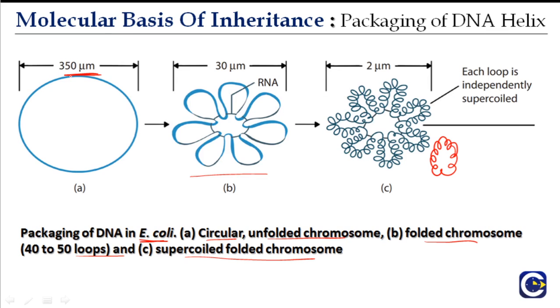So you see, from 350 micrometer to 30 micrometer to 2 micrometer, how much it has condensed? It has gone from 350 micrometer to 2 micrometer. That is how all the organisms, not even just E. coli, even in humans, that is how the DNA is condensed.